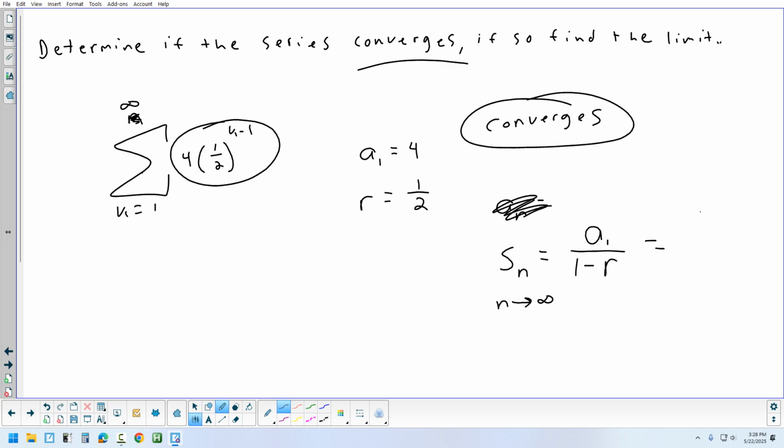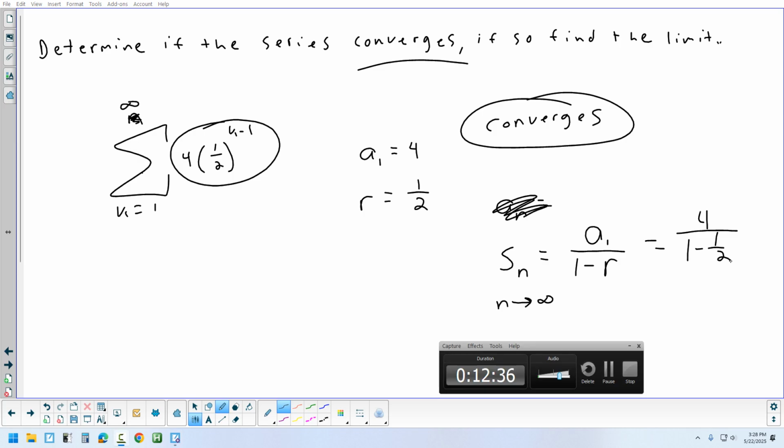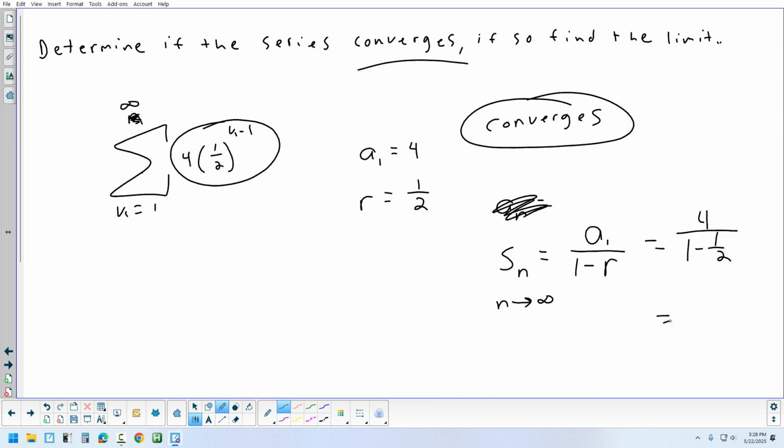Okay, so the first term is 4, and our r value is 1 half, so we have 1 minus a half. What's 1 minus a half? Half. And what's 4 divided by a half? 8. So if you were to add up every term in this sequence to infinity, it would approach 8. Would it ever reach 8? No. So it converges, and the limit is 8.